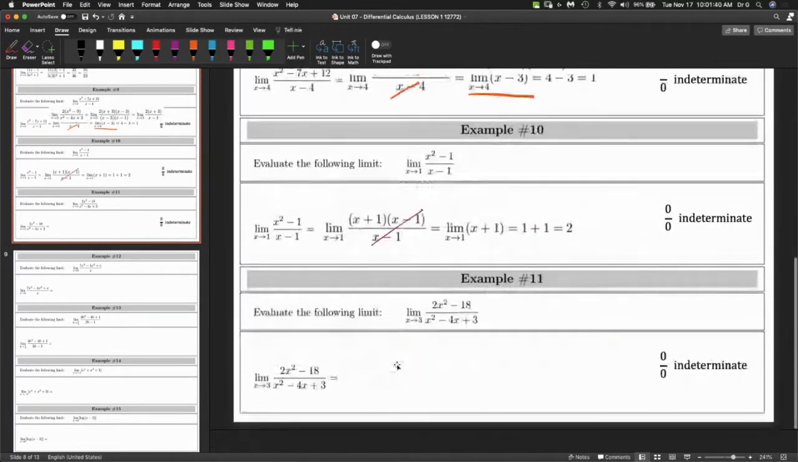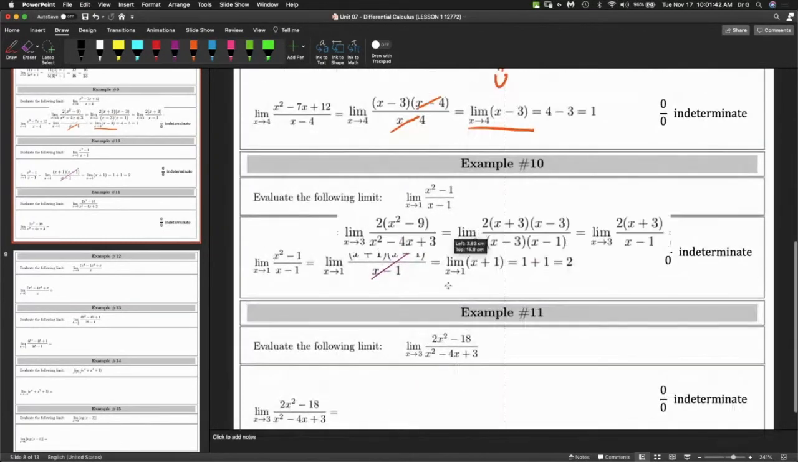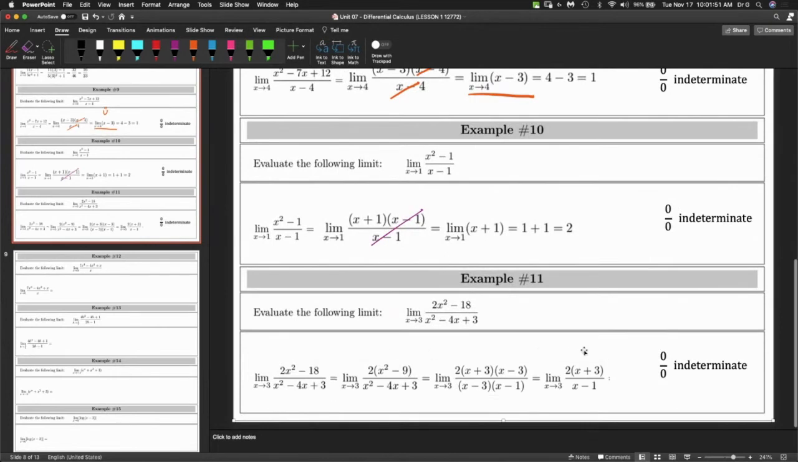When you toss in a little bit of algebra here, you get the following. I'll walk you through the idea. I took out a common factor of 2, and then I noticed that x squared minus 9 is a difference of squares, just like the previous question. See, x plus 3, x minus 3. And then we can remove the hole.